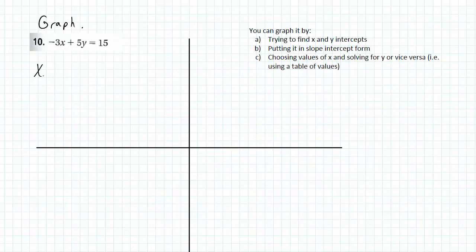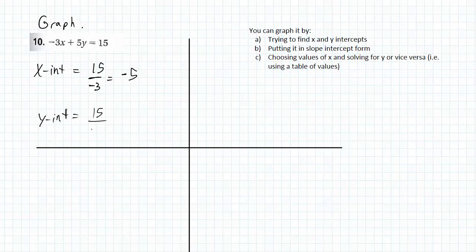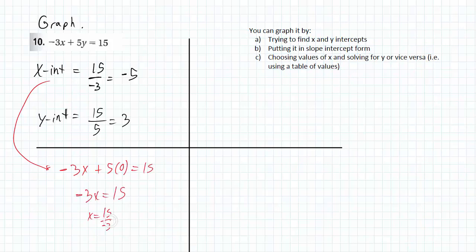For number 10, it's in standard form, which is my least favorite way to graph things. But one advantage of standard form is you can plot the x and y intercepts pretty easily as long as they're whole numbers. So for the intercept, I just divide that 15, the constant, that c, by the b, the 5 in this case, to get the y-intercept. You get the x-intercept by dividing the 15 by the a.